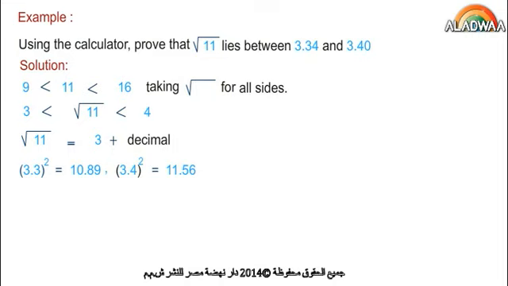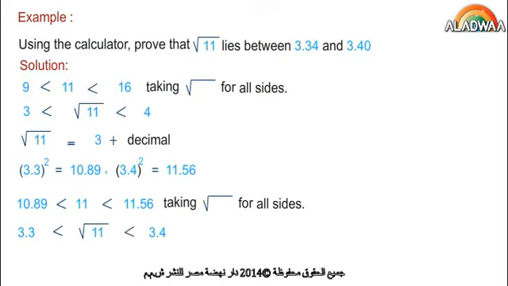3.3 squared equals 10.89. 3.4 squared equals 11.56. Then, 11 is greater than 10.89 and smaller than 11.56. Taking the square root for all sides, then the square root of 11 is greater than 3.3 and smaller than 3.4. Therefore, the square root of 11 lies between 3.3 and 3.4.